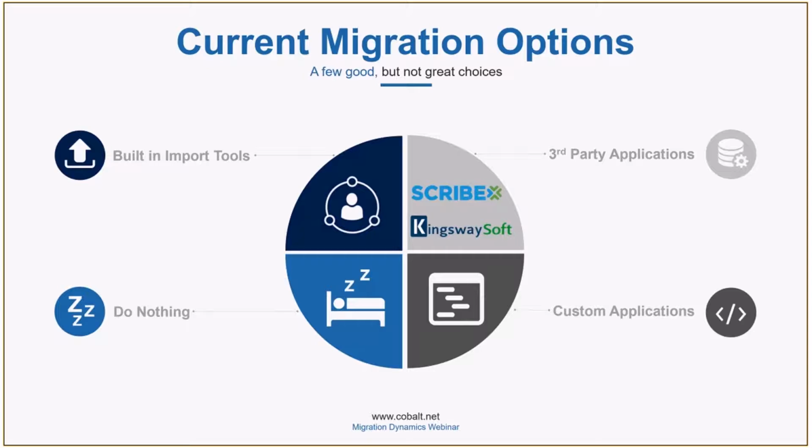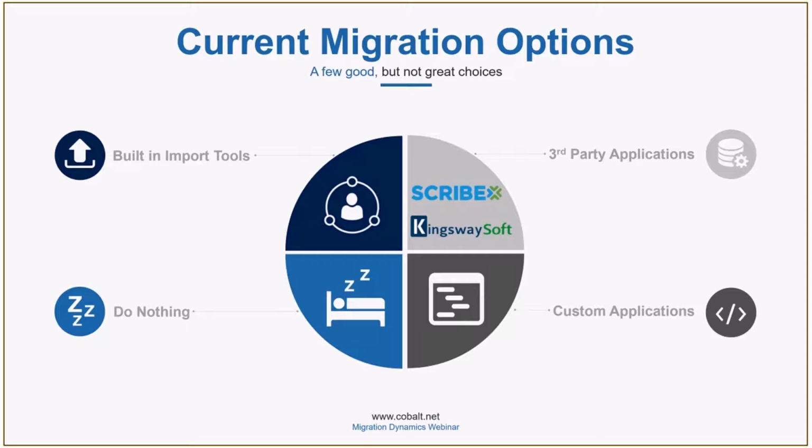So now that we've sort of eliminated that as a robust option for migration, let's talk about Scribe and KingswaySoft. Scribe and KingswaySoft are great tools. Cobalt uses them, and we use them for some replication and some third-party integrations, and they're fantastic for that purpose.